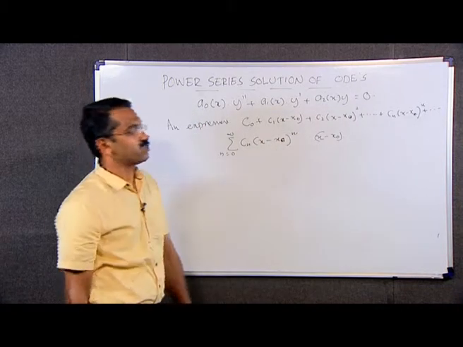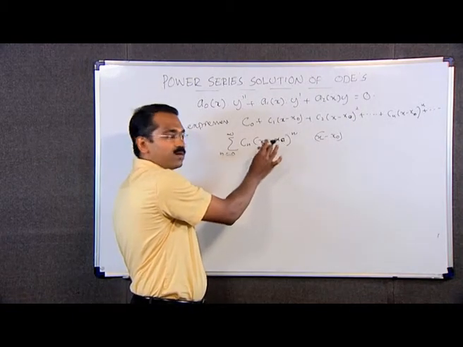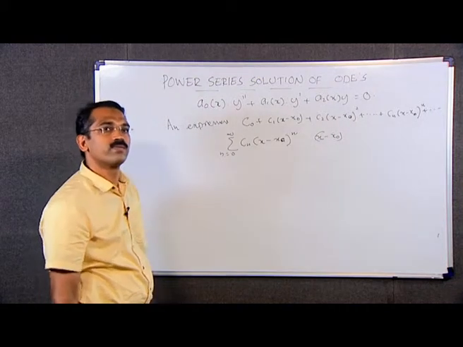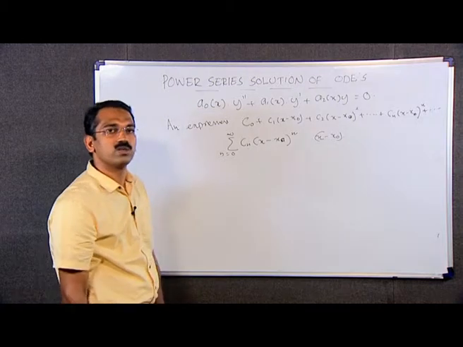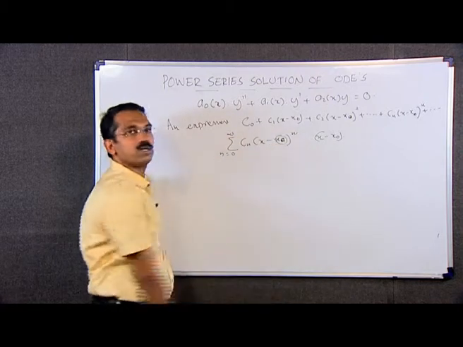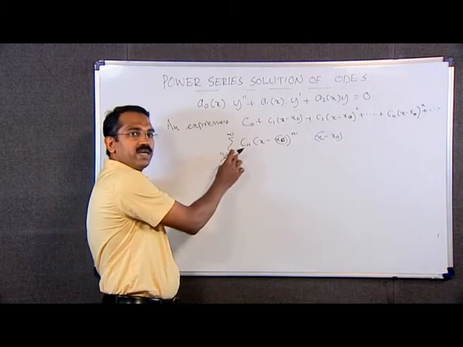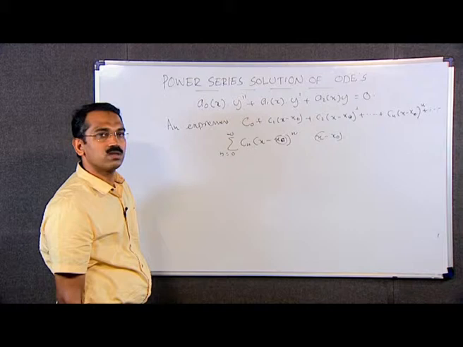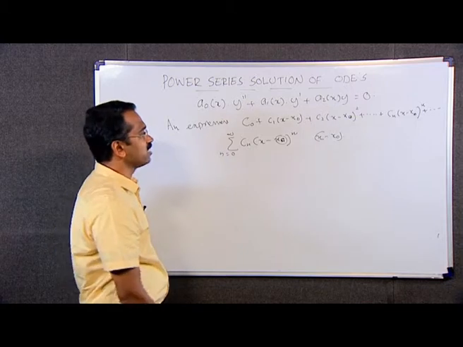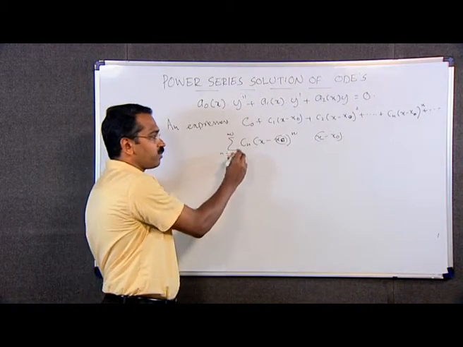This expression is known as the power series of the variable x about the point x0. The constants c0, c1, c2 etc. are known as the coefficients, and this x0 is known as the center of the power series. Here n takes only positive integral values. Therefore, this power series does not contain negative or fractional powers. So, the power series contains only the positive terms.